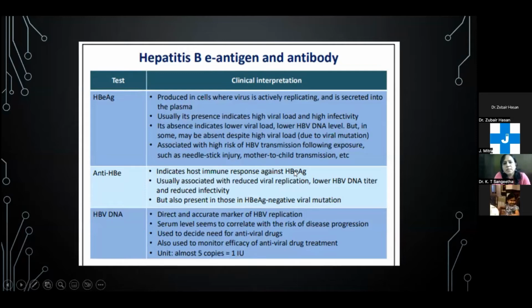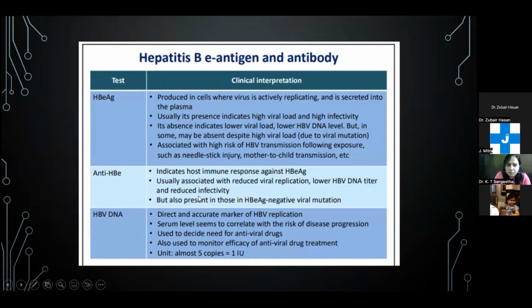Now coming to HBe antigen, it is usually produced in cells where the virus is actively replicating and secreted into the plasma. Usually its presence indicates a high viral load and high infectivity. Its absence indicates a lower viral load and lower HBV DNA level, but there is still a risk of HBV transmission following exposure, such as needle stick injury or mother to child transmission.